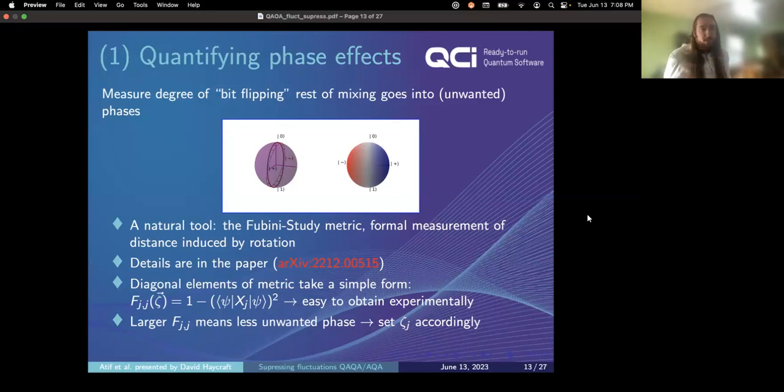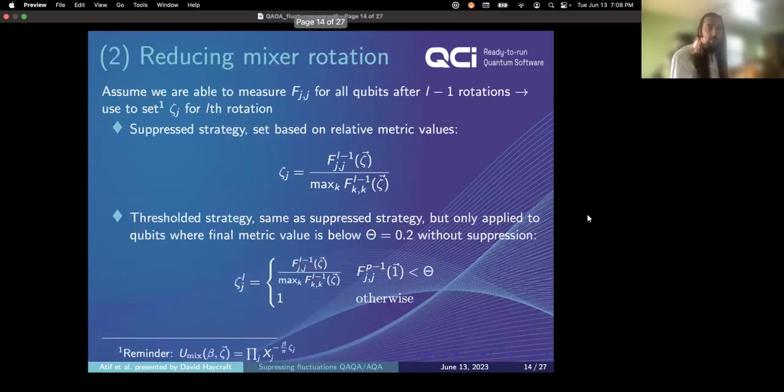To quantify phase effects, meaning measuring the degree of bit flipping versus how much of the mixing goes into unwanted phases, we use the Fubini-Study metric, which is a formal measurement of the distance induced by rotation. For more details, see our paper. The Fubini-Study metric is easily calculated experimentally. The basic idea of how we used it was that larger values mean less unwanted phase, so we would set our zeta j based on that. I'll show you how in just a second.